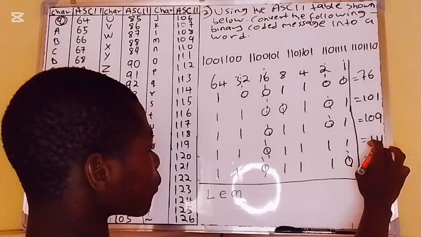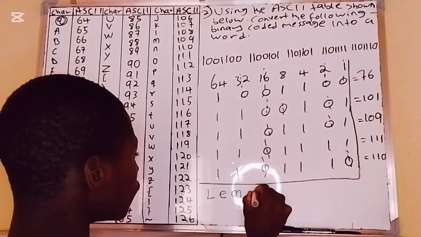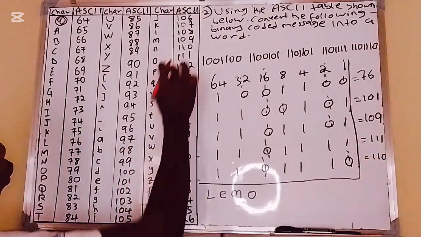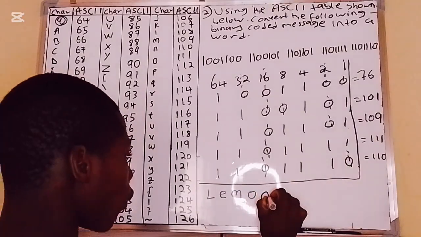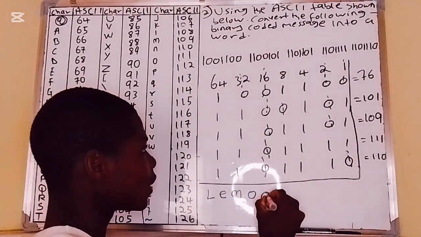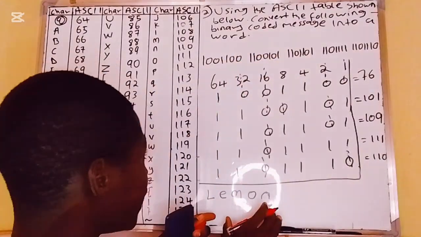And therefore, I have 111. 111, I have small letter O. And 110, I have N. Wow. So this is lemon. As you can see, this turned back to this.